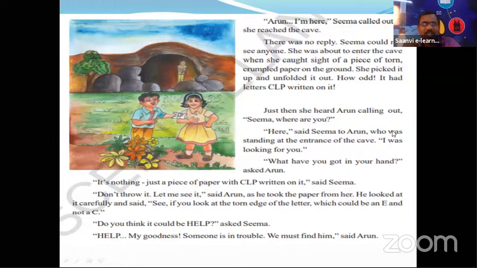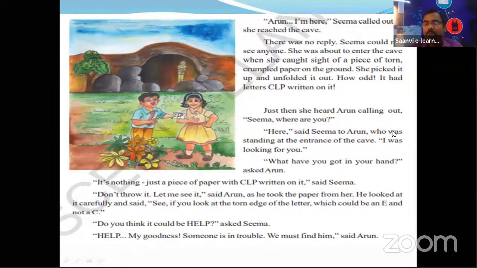Then Arun asked, what has she got in her hand? Actually, she had got a piece of torn paper on which the letters CLP were written. "It's nothing, just a piece of paper with CLP written on it," said Seema. Then Arun said, "Oh, this is a small piece of paper. What is written on that paper? The alphabets CLP. Don't throw it, let me see it."